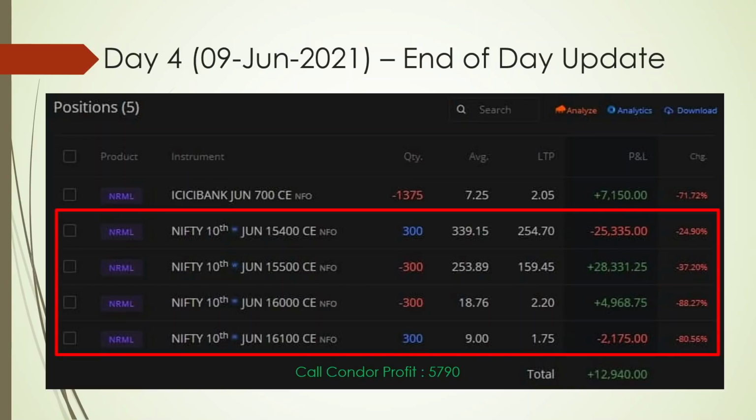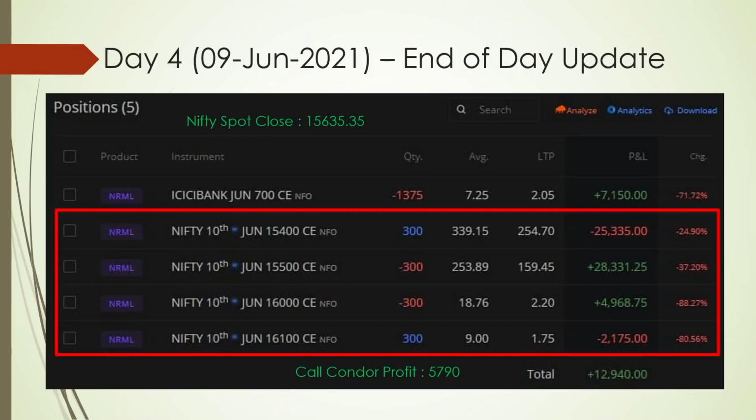And notice, as of now, we have not even touched the call condor. Absolutely no adjustments were required, because the spot is still within our sell strikes. So till the spot breaches our sell strike, we will not touch our call condor. Whatever profit and loss is there, let it be there. If it expires between 15,500 and 16,000, we are going to make 7,350 rupees. There is no doubt about that.